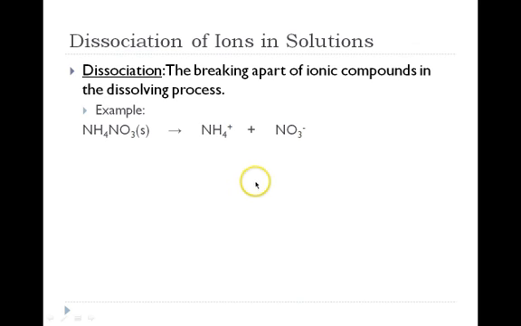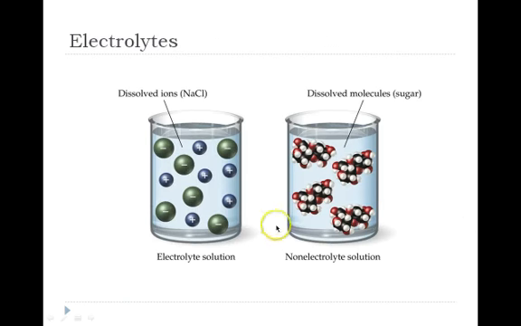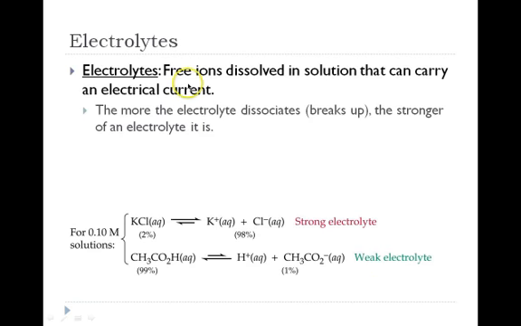So, dissociation we've talked about before. Dissociation is the breaking apart of ionic compounds. That's a classic example of it. Whenever that happens, you form an electrolyte in the solution. An electrolyte is a solution that can carry an electrical charge. Non-electrolyte solutions are those in which whatever you're dissolving in your water cannot carry a current. So electrolytes, we said, are free ions dissolved in solution that can carry an electrical current. The more electrolyte dissolves, basically breaks up, dissociates, the stronger of an electrolyte it is.